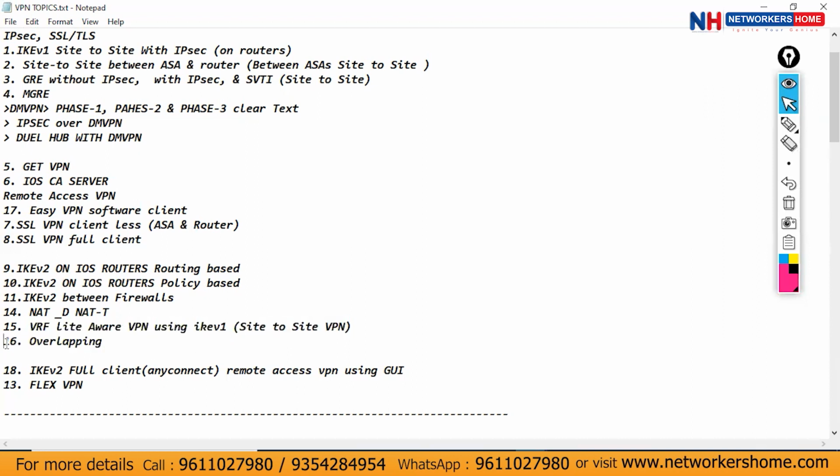Okay. After that, we have overlapping. Overlapping is a scenario wherein you'll do a site-to-site VPN or you can do a multi-site VPN. You can get two sites where both the sites' private IPs are the same.